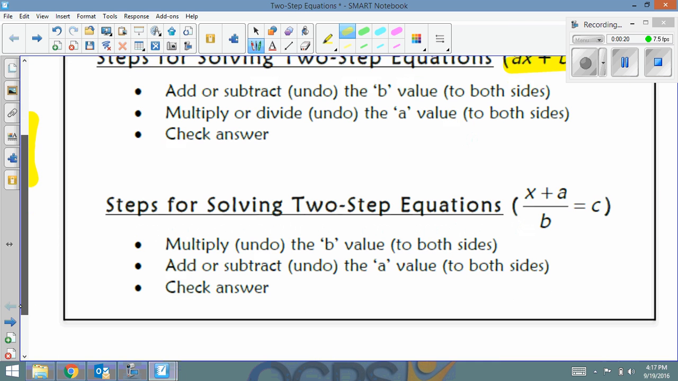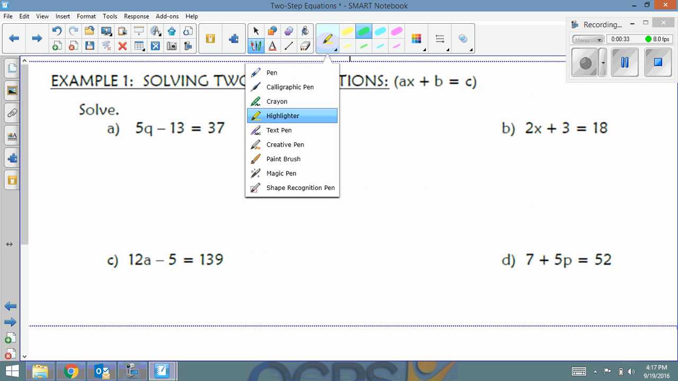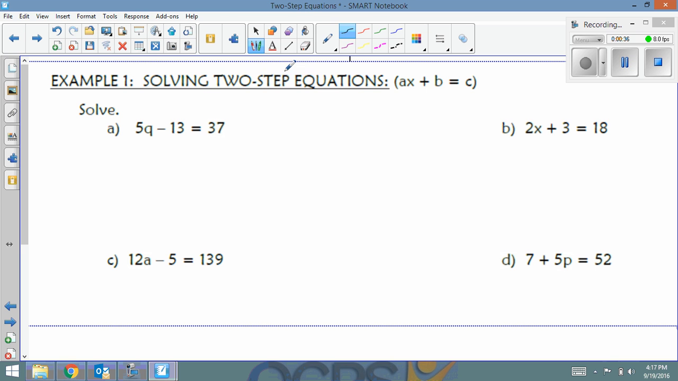The other one we have is this one here, which is x plus a over b equals c. In this case, we're going to multiply first to get rid of that fraction, then subtract. Let's do some examples. So in this case, they're all in terms of this ax plus b equals c.